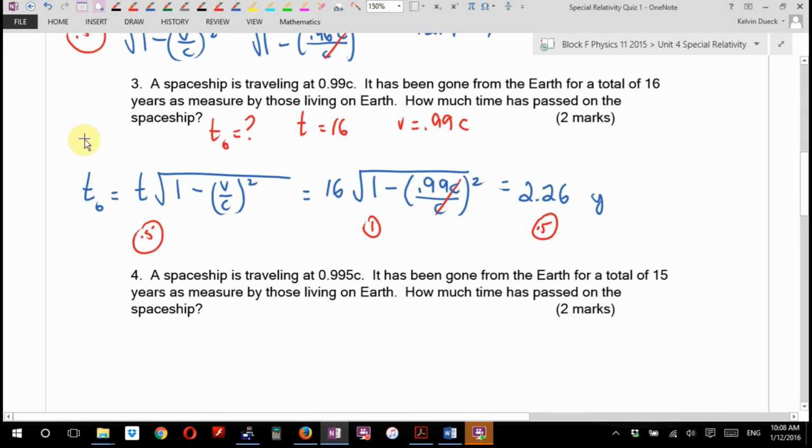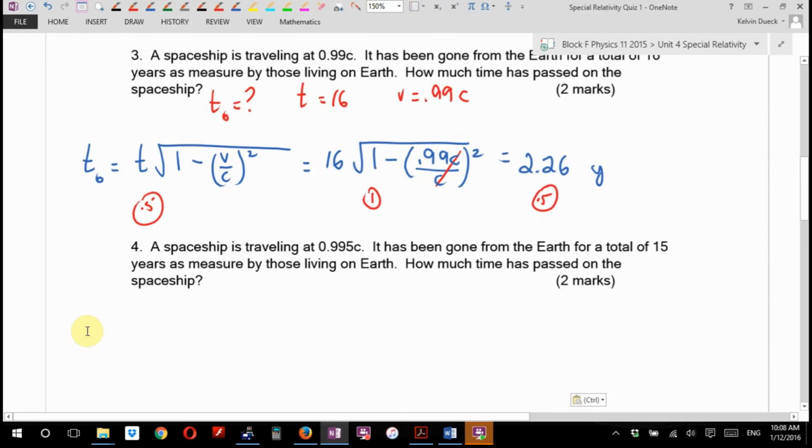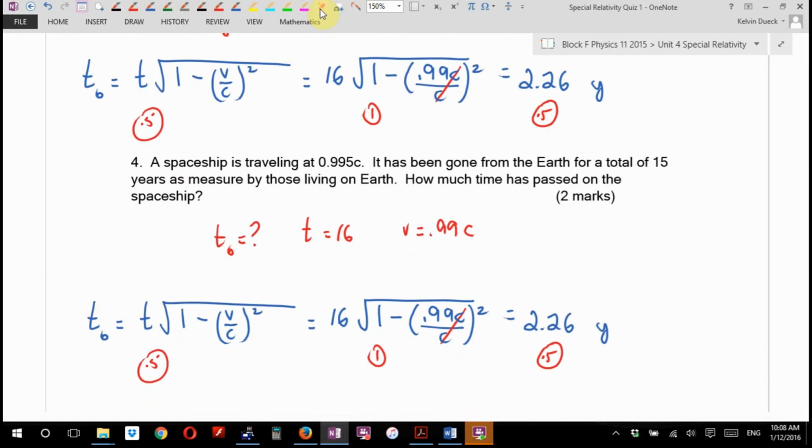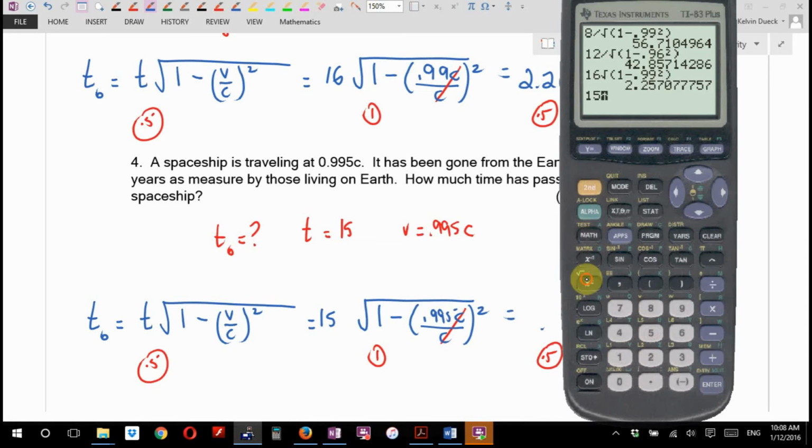And once again, I think number 4 is really the same question as number 3. It's just that 15 years, so that's going to be different. I'm still pretty sure there's going to be a decimal, though, because very few of these work out evenly. 15 times square root bracket 1 minus 0.995 squared.